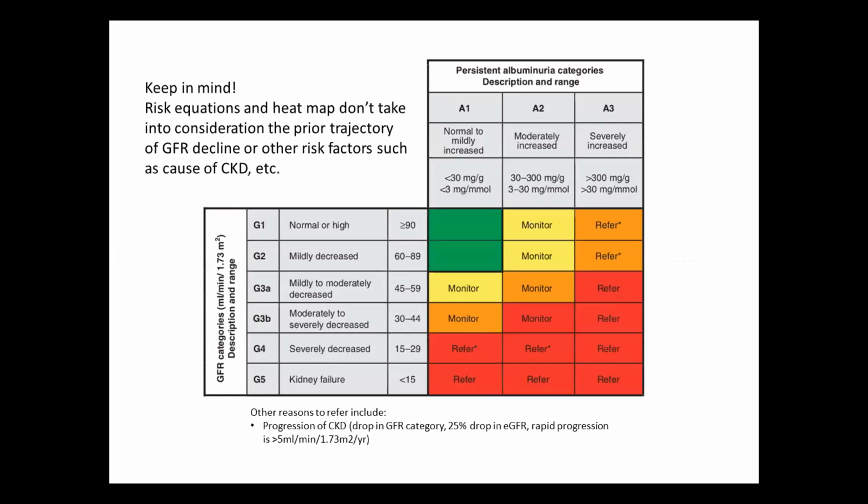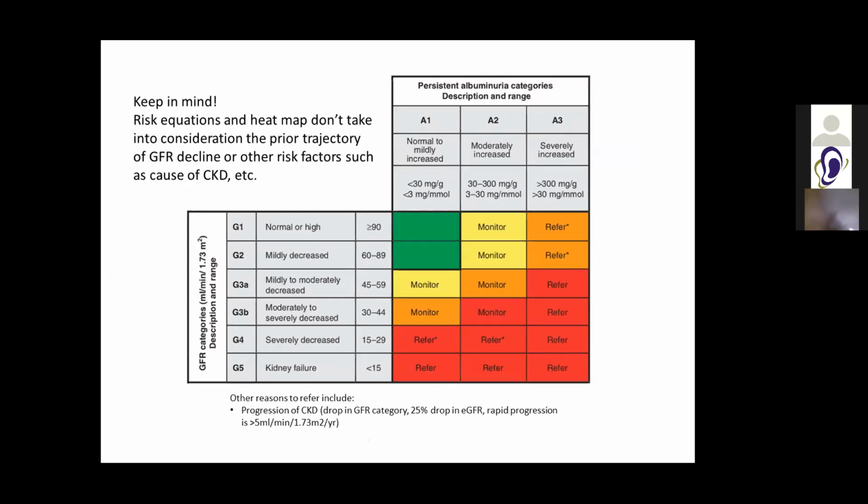So now that we've discussed some of the prognostic markers, I'm returning to the heat map here, and this time showing some of the thresholds for referral and also some of the thresholds at which you'd be more inclined to refer sooner. With decreasing GFR and increasing ACR, patients should be seen sooner by nephrologists, and they're triaged as such as well. But I will ask you to keep in mind that these risk equations and the heat map don't really take into consideration the prior trajectory of GFR decline in patients or other risk factors such as the cause of chronic kidney disease. So there is a caveat to this.